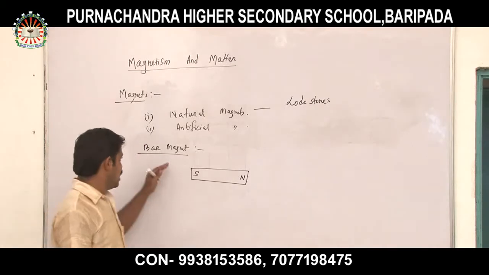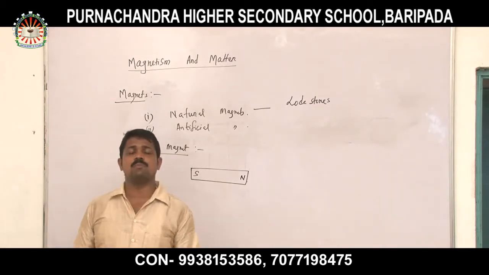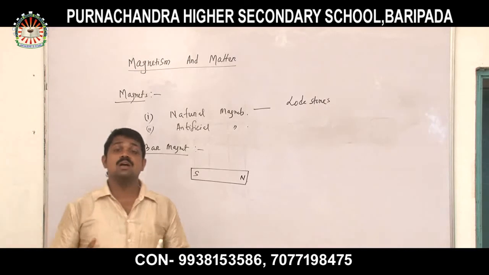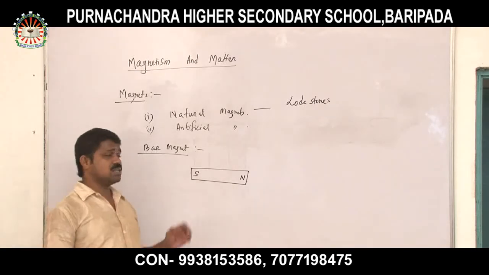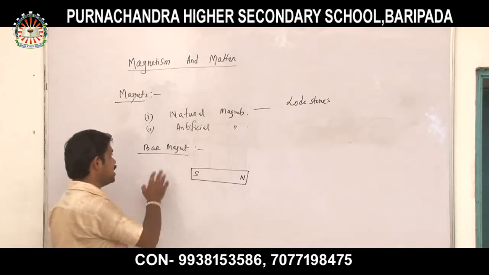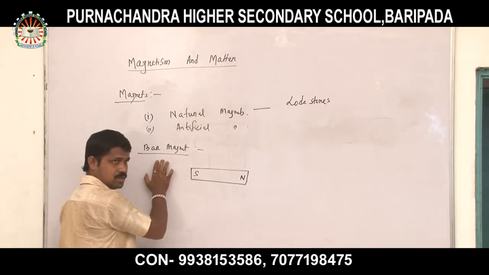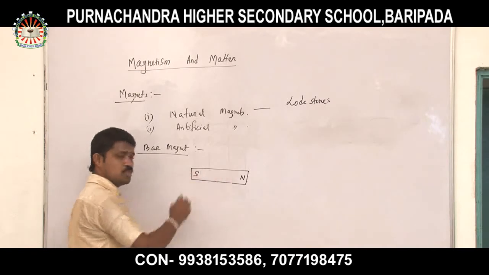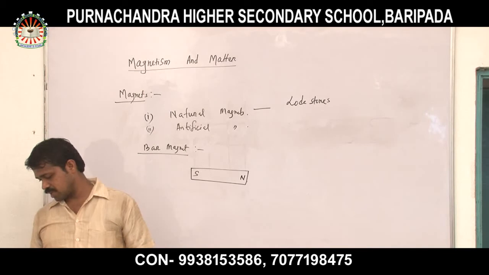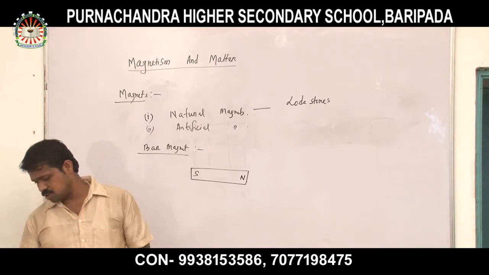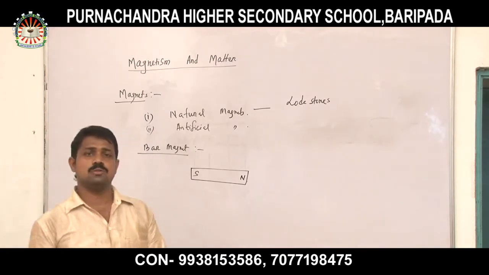Okay, so now let us discuss some properties of the bar magnet. What are the different important properties of bar magnets? The first important property: listen very carefully, the bar magnet has two poles. One is the north pole, another one is the south pole.